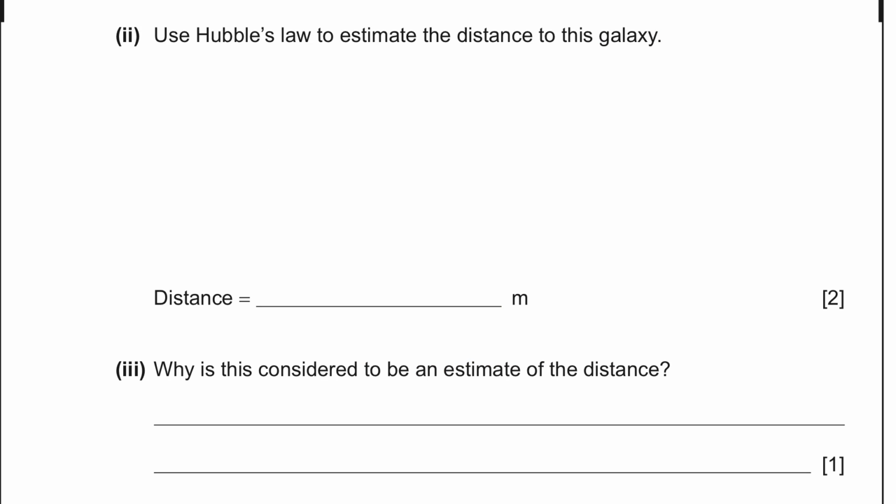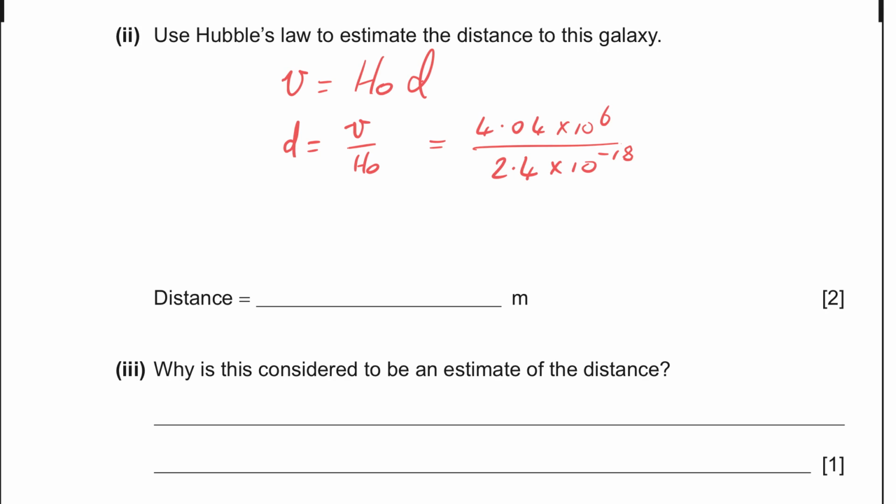Part 2 then, use Hubble's law to estimate the distance to this galaxy. So we have an equation for Hubble's law. V equals h naught d. So d is going to be v over h naught. And that's going to be our value from before, 4.04 times 10 to the 6. And the Hubble constant comes in from your formula sheet at 2.4 times 10 to the minus 18. And so we just bump that through the calculator.